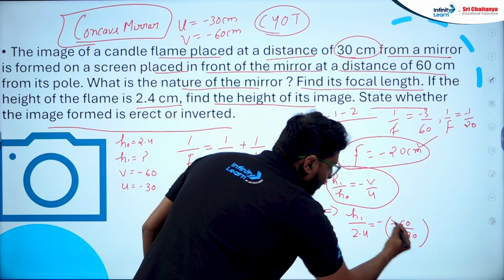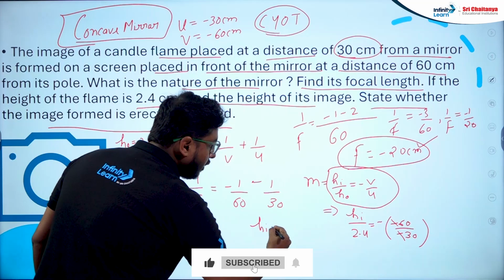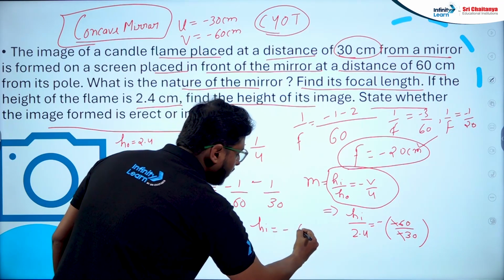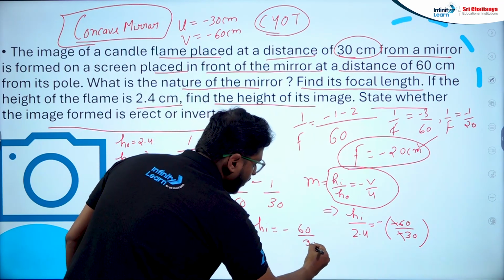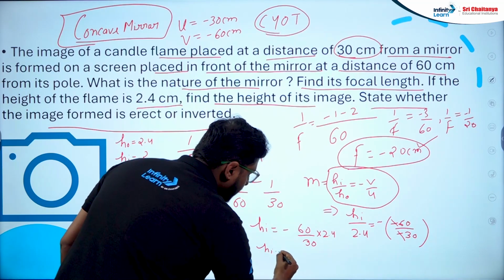So this minus sign gets cancelled out. Height of image is equal to minus 60 by 30 into 2.4. The calculation is very simple. Calculate it and tell me.